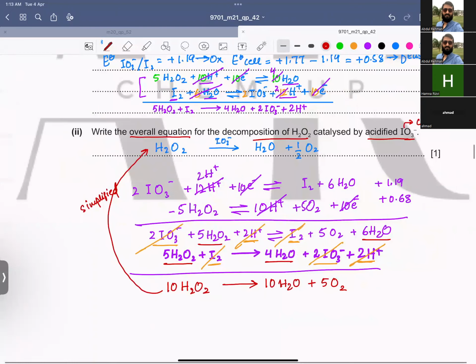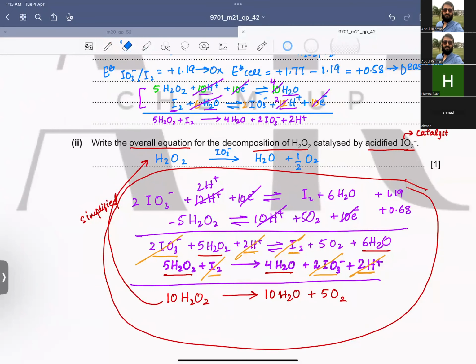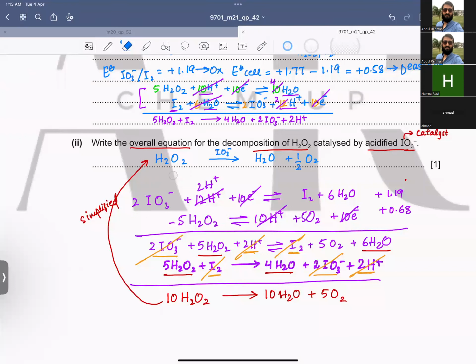Okay. So for 1 mark, this is plenty of working. So it's better to directly write the equation, as we get to know that it is behaving as a catalyst.